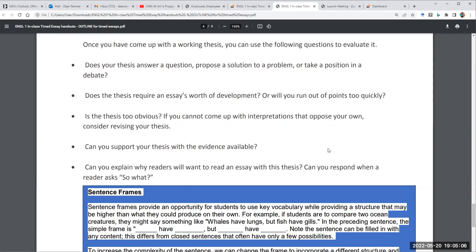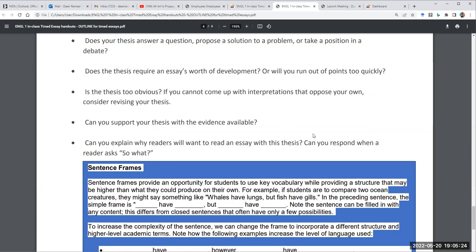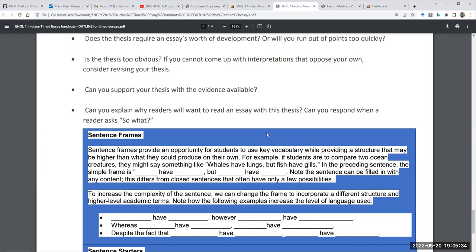Right. So we all have a finite amount of knowledge. So I don't recommend that you have a thesis statement that's going to require knowledge that's beyond your grasp. So make sure your thesis statement is grounded in what you do know. Can you explain why readers will want to read an essay with this thesis? Can you respond when a reader asks, so what, or so why is this important, or why should I care? The so what response.